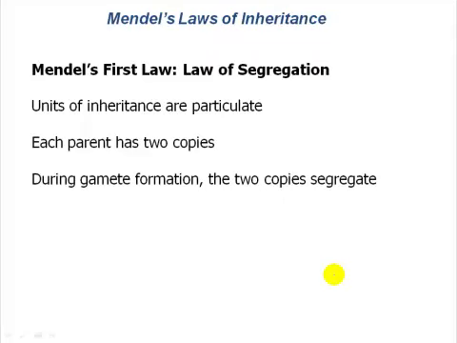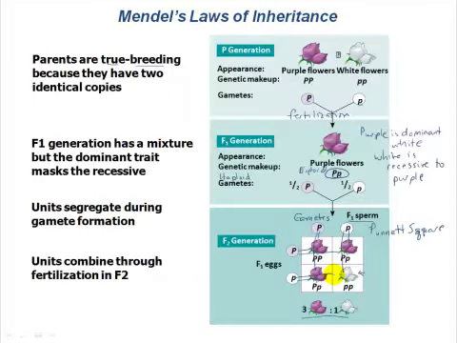So the units of inheritance are particulate. Each parent has 2 copies, and during gamete formation, those two copies segregate from one another. Mendel's first law, the law of segregation.